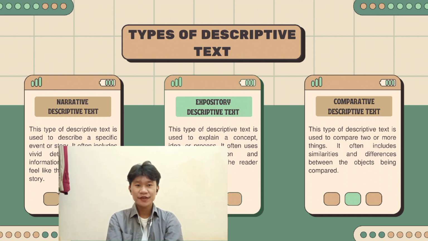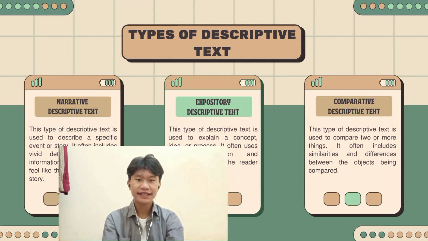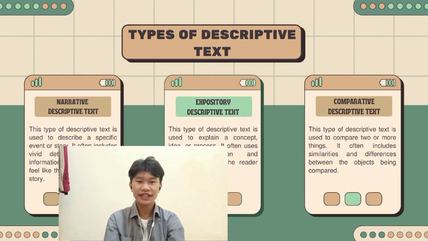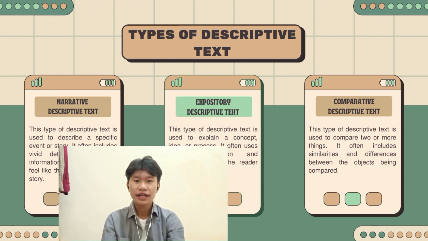So, before you create your descriptive text, you need to know the types of descriptive text. The first is narrative descriptive text. This type of descriptive text is used to describe a specific event or story. It often includes vivid details and sensory information to make the reader feel like they are a part of the story.